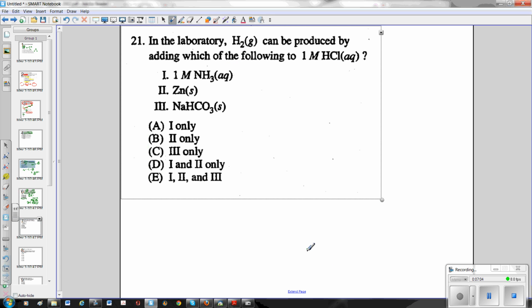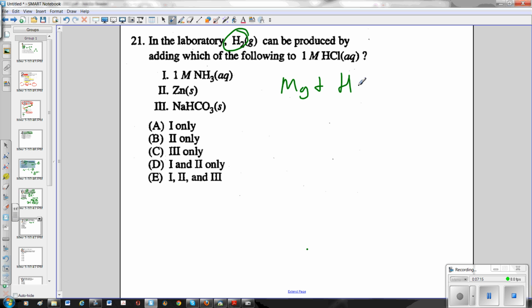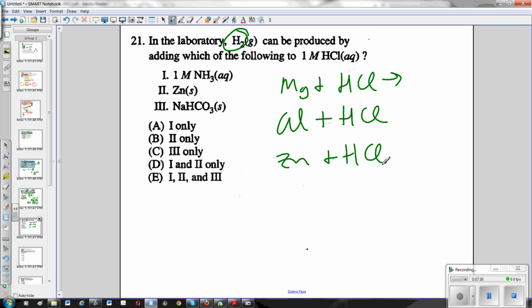Next one. In the library, how can we produce H2 gas? In chemistry, the way we do it is we react it normally with a metal. We either take magnesium plus HCl to produce the gas, aluminum plus HCl, these are all single replacement reactions, or zinc plus HCl in a laboratory. That is how we typically generate gas. Now, they're asking you which one can be produced.